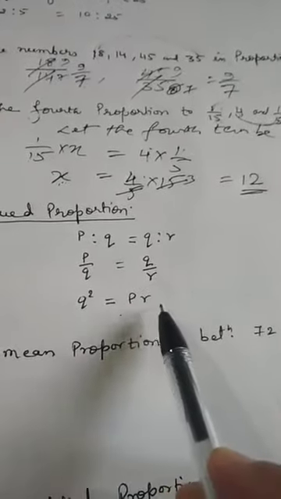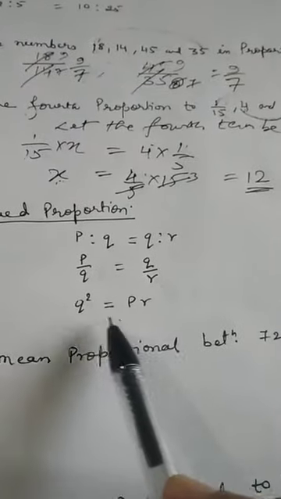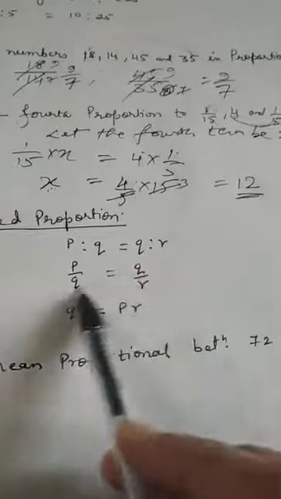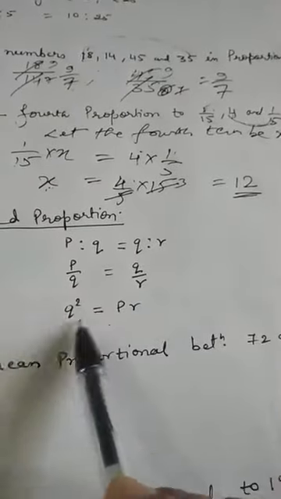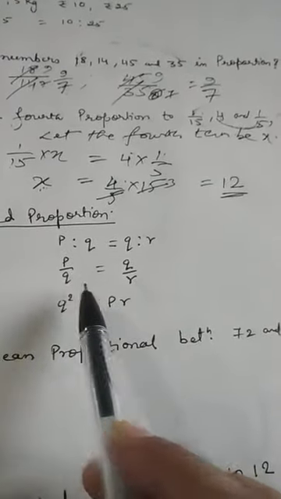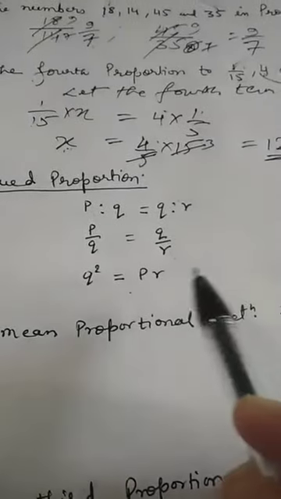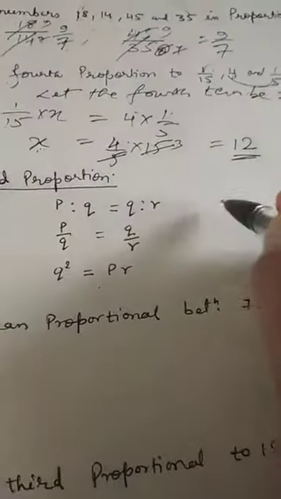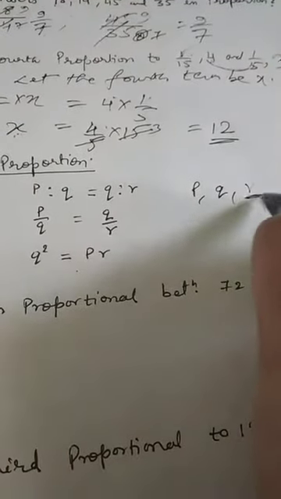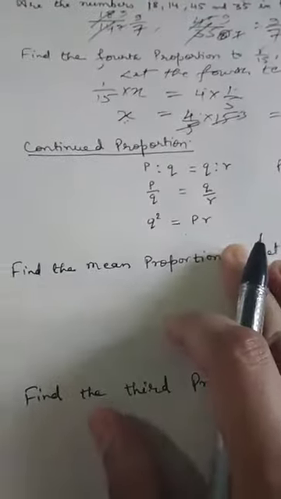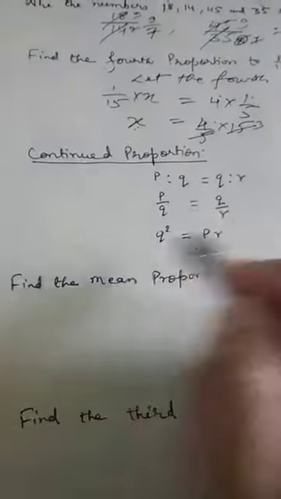So if P, Q and R are in continued proportion, then Q is known as the mean proportion. It is known as the mean proportion because it is common. And the third proportion is R. P, Q, R. R is the third proportion. Q is the mean proportion here. Let's see one question from this.